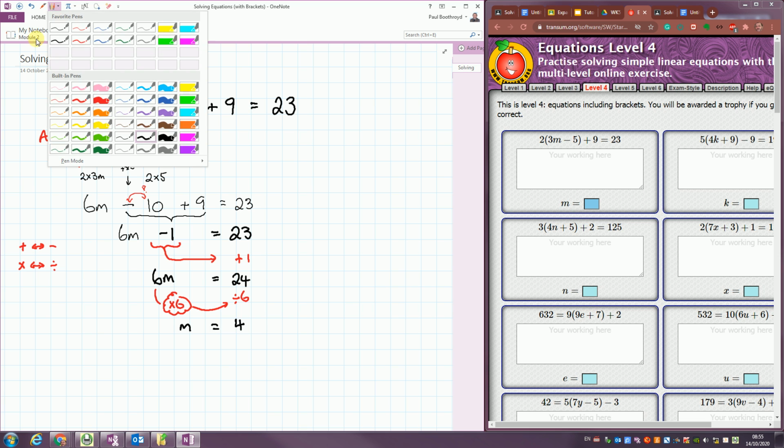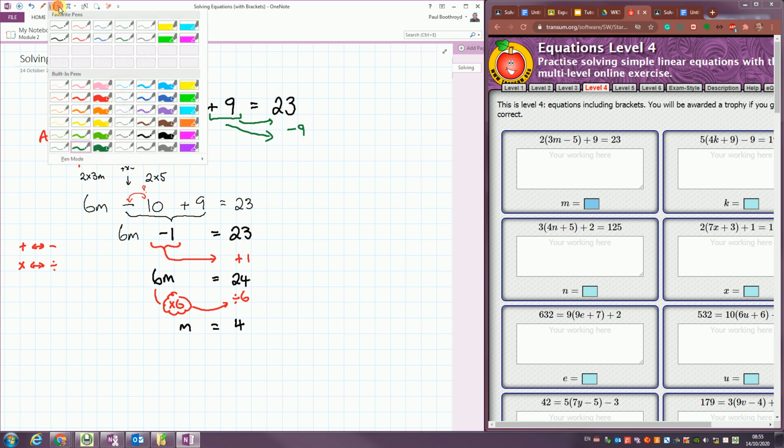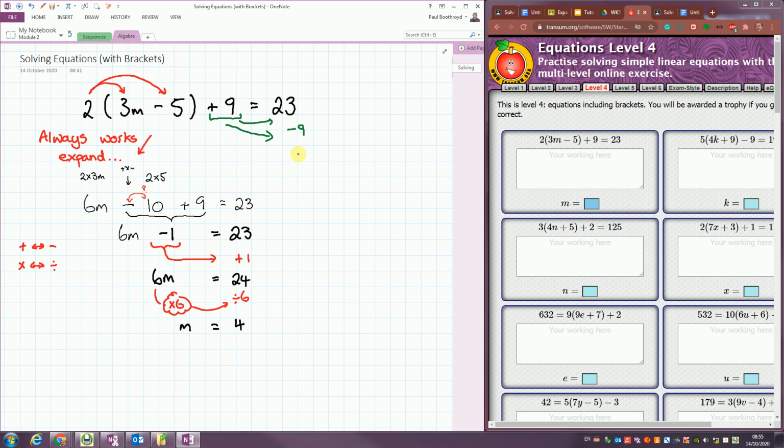The second method can keep the numbers slightly smaller because we can break BIDMAS the wrong way round. That means we can take the -9 to the other side. So when the -9 goes to the other side, what I get is 2 times 3m minus 5 equals 23 minus 9, which is 14.